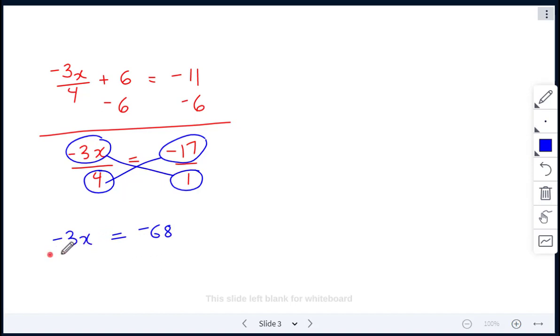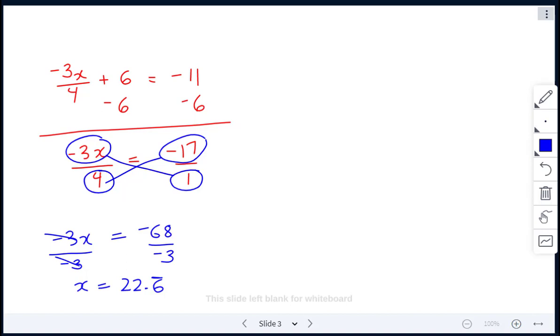So you want to divide by negative 3 on both sides. That way we're left with just x. So now x is equal to negative divided by negative. Your answer should be positive. And we do end up with 22.6, and the 6 is repeating. So you just put that line on top of the 6 to show that it's repeating.